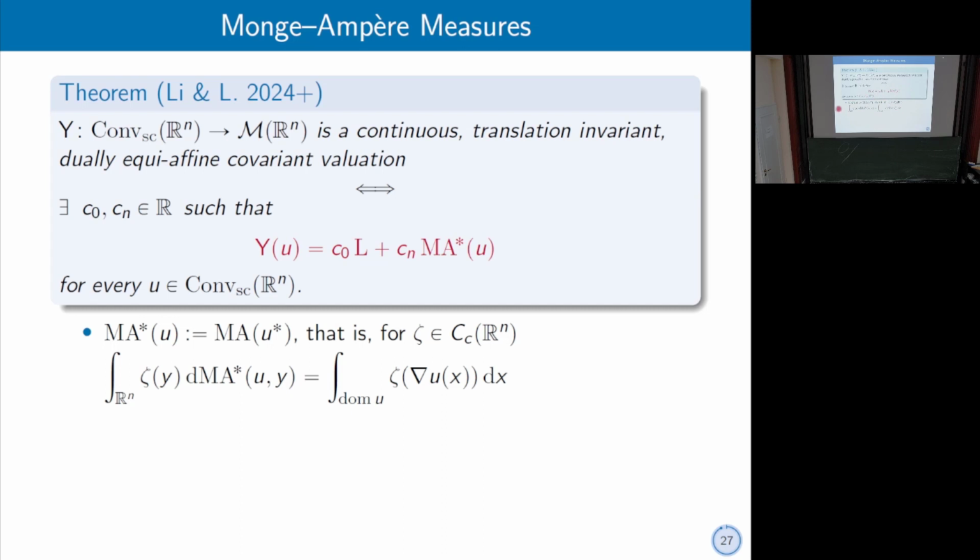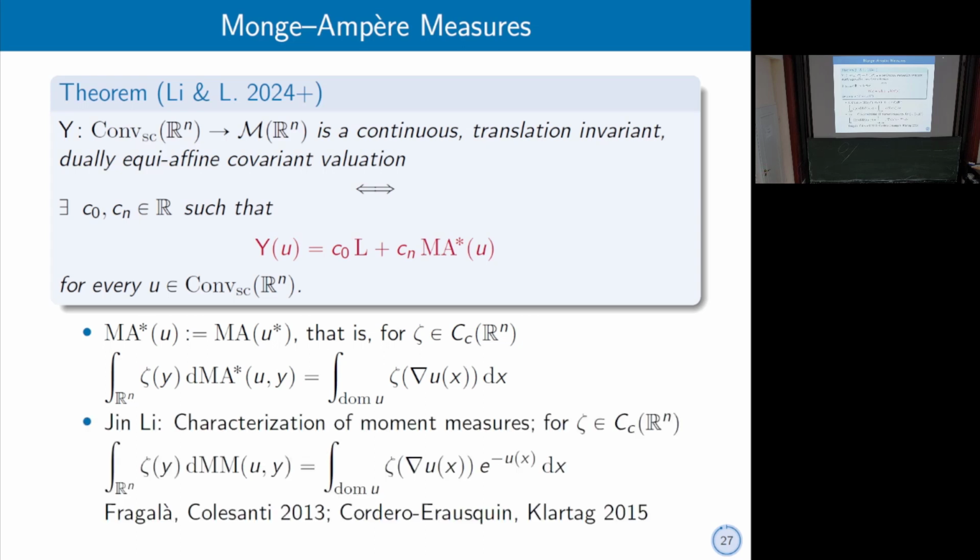And this, of course, has the following nice interpretation. This is just the push forward through the gradient map of the Lebesgue measure restricted to the domain of U. Of course, something that's well known. And let me just mention as a side that you can also look at different measures to characterize them.